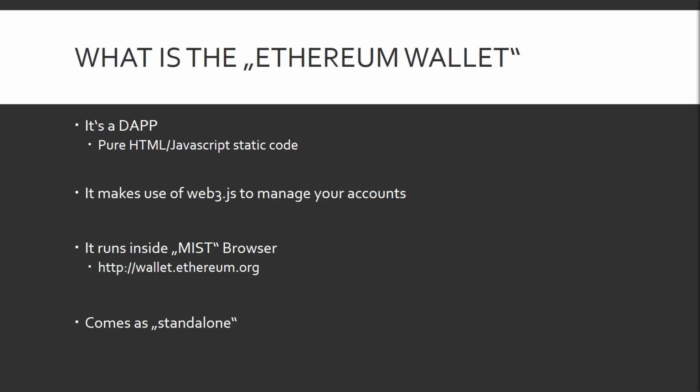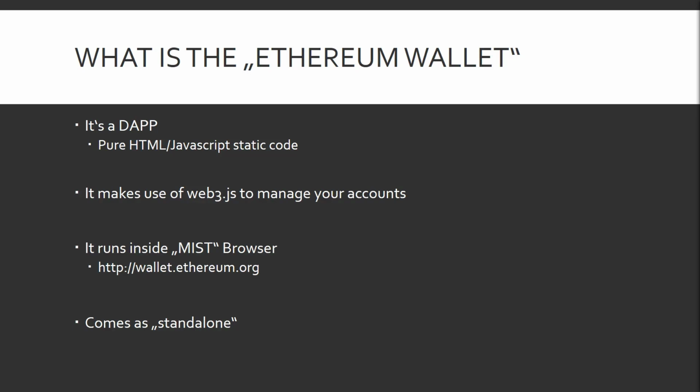Let's see what the Ethereum wallet is, on the other hand. The Ethereum wallet is a distributed application. It's a dApp written in pure HTML and JavaScript. It makes use of Web3.js. It can manage your accounts, deploy contracts, or interact with other contracts. When you download Mist, it's running inside the Mist browser, and the Mist browser is opening wallet.ethereum.org.